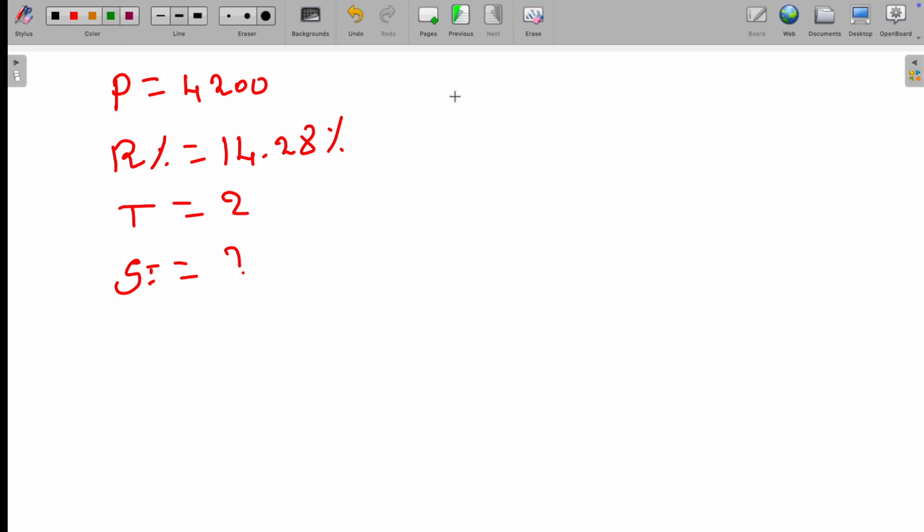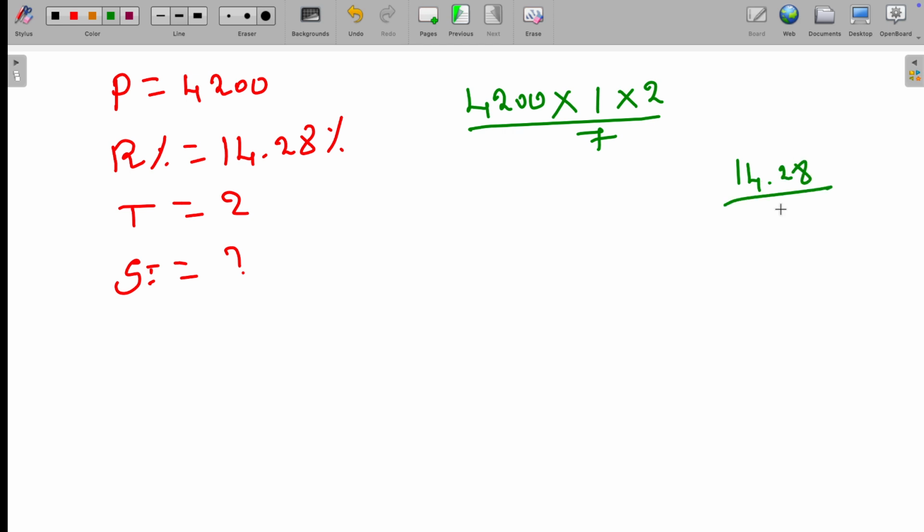Now tell me the equation. If I write, principal is 4,200 into 14.28 percent, which is 1 by 7, into time 2. Is it necessary to write 100? PTR by 100 is the formula, but is it necessary to write 100? No, because 14.28 divided by 100, that only we converted to 1 by 7. So no need to write it again. Then 7 times 6 is 42, 600 into 2, 1200 is the interest. Is it clear? Write this down.